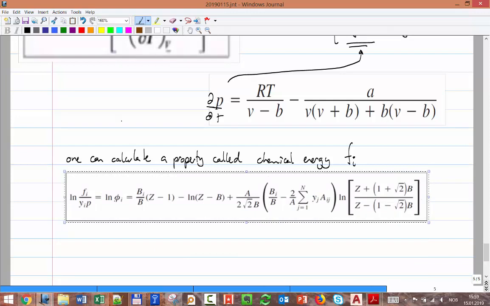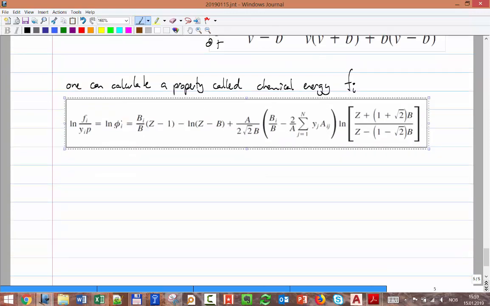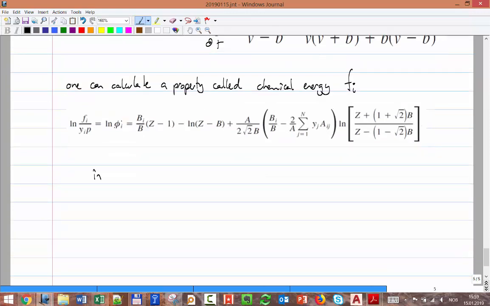Because people observe that if you are in a mixture, and you look at one particular component in the liquid and the same component in the vapor, they should have exactly the same fugacity. They should have exactly the same energy.